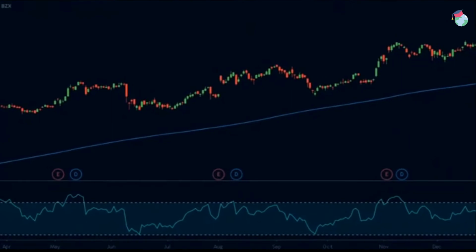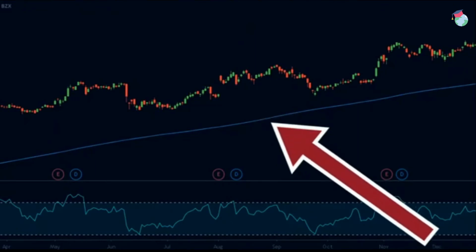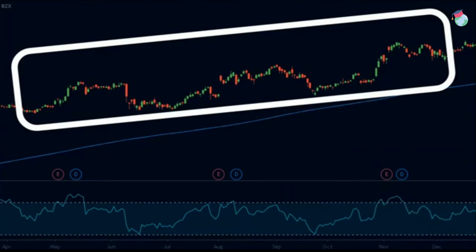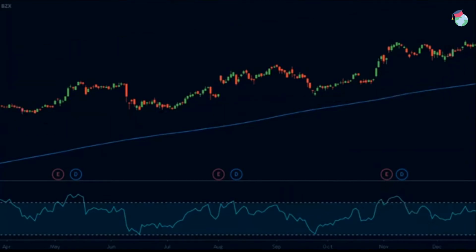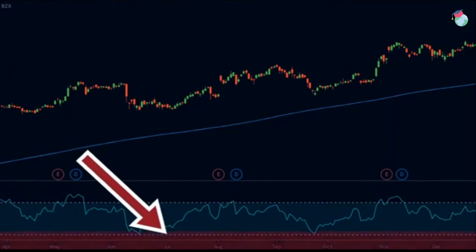Here is an example. Here we have the Apple stock on a daily time frame. The first thing we will look at is the moving average. The price is above the moving average. Hence, we will only be looking to buy. To buy the stock, we will look for areas of an oversold market. This means we will look for areas where the RSI is below or near the 30 level.